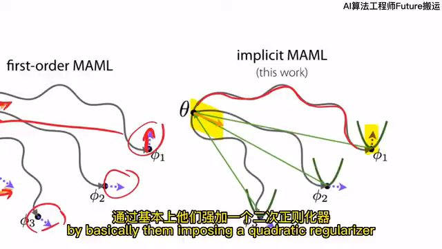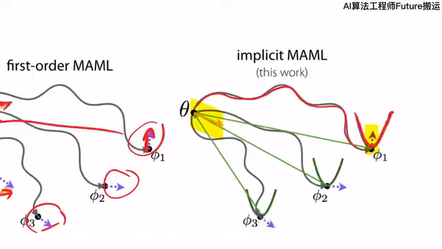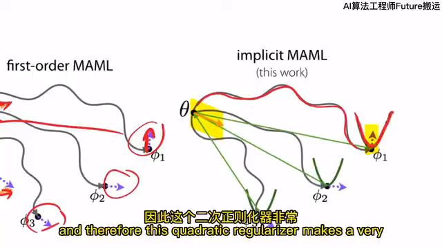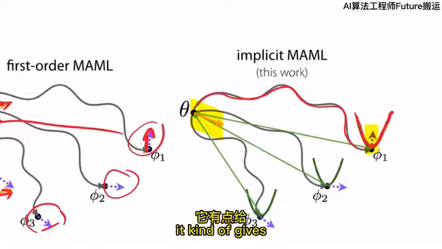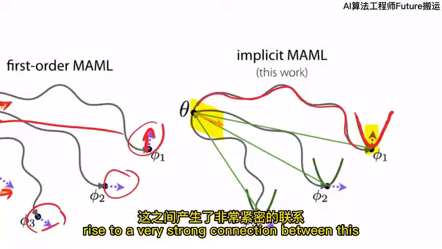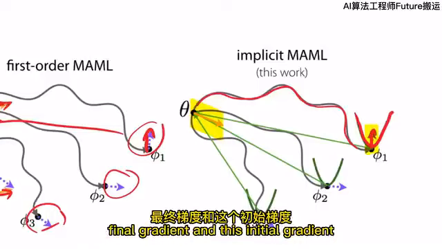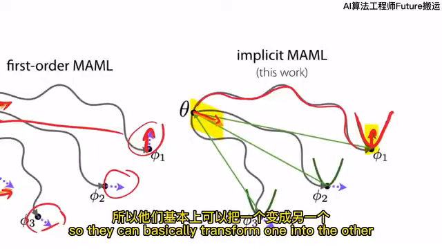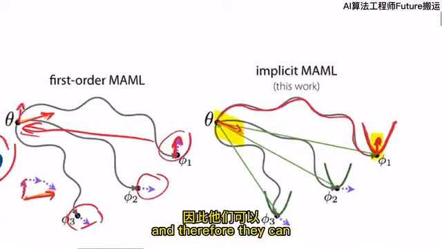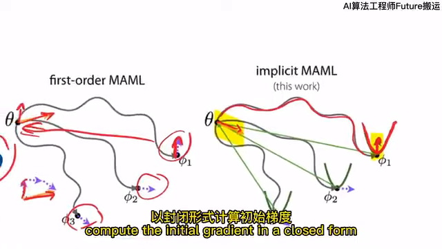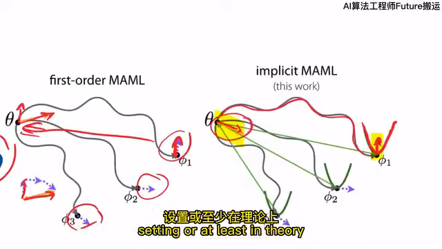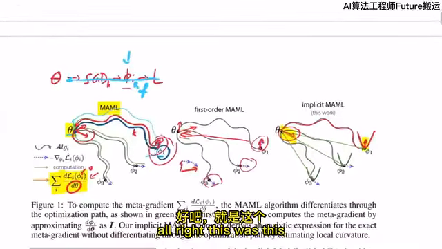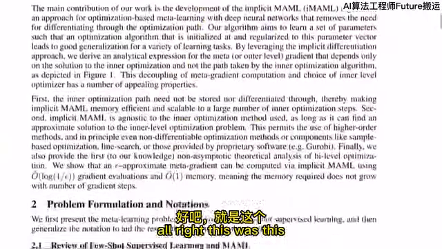I would like you to understand that this comes about by them imposing a quadratic regularizer, and this quadratic regularizer gives rise to a very strong connection between this final gradient and this initial gradient. So they can basically transform one into the other, and therefore they can compute the initial gradient in a closed form setting, or at least in theory. All right, this was this.